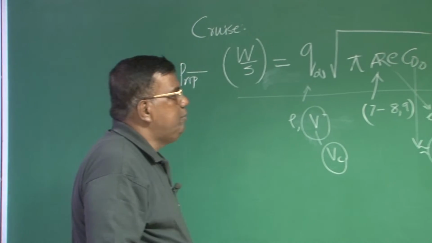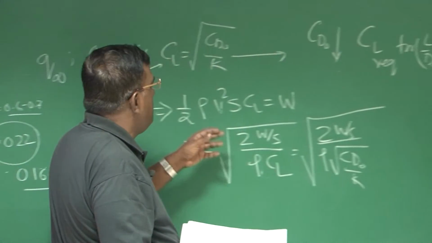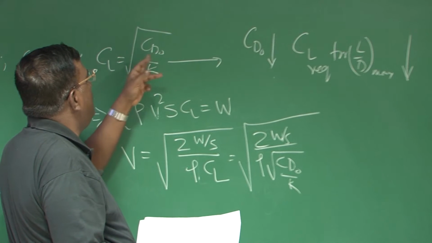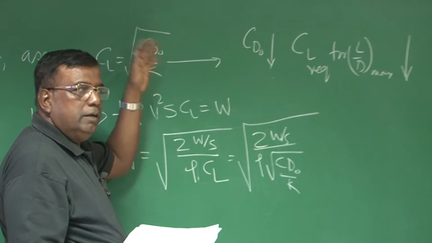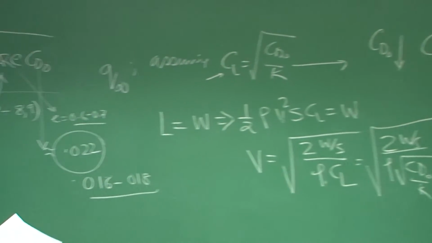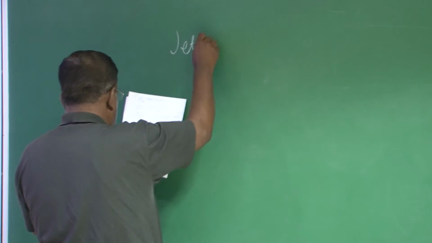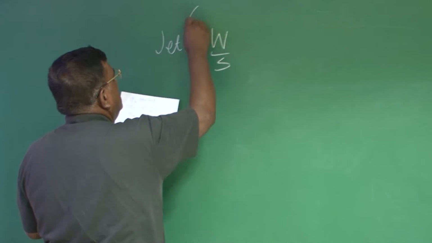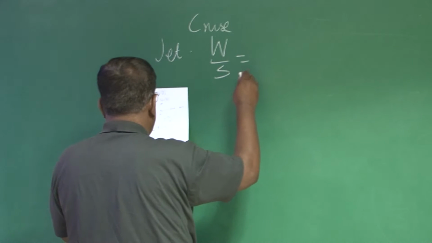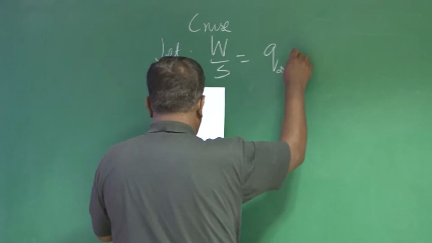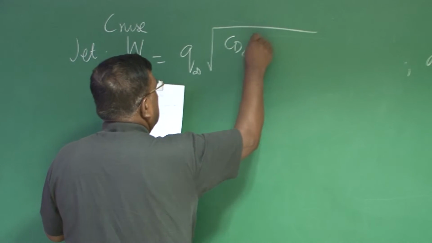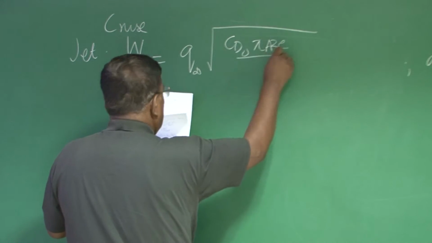Okay? And put that speed and see what CL is required here, go back here and see for that CL what CD naught and K are required. All this iteration will go back and forth, right? Similarly for jet, W by S for cruise, this we have derived, and that comes to Q infinity into CD naught pi aspect ratio E by 3.